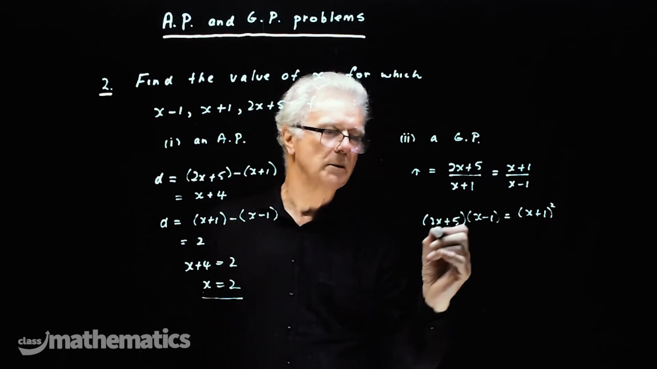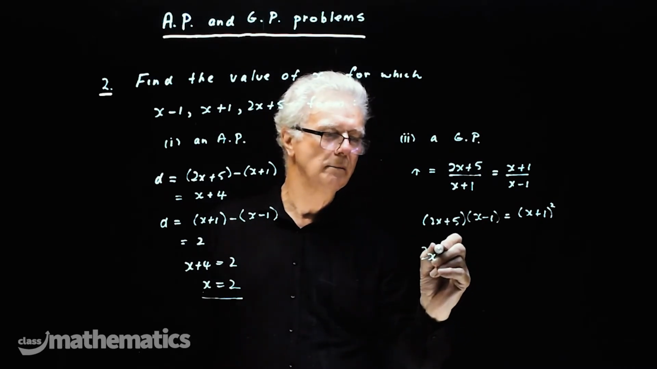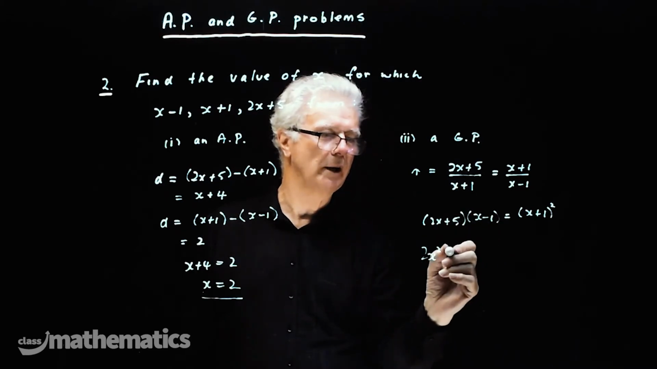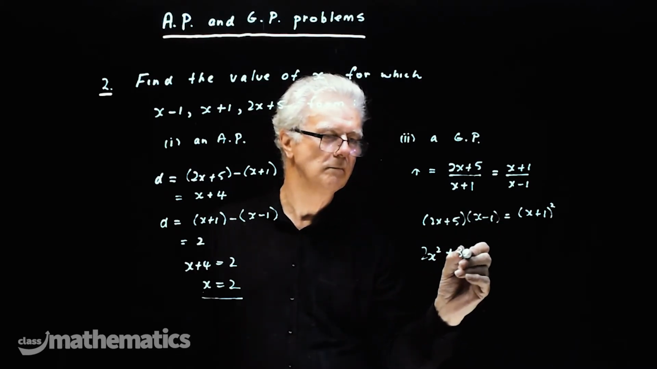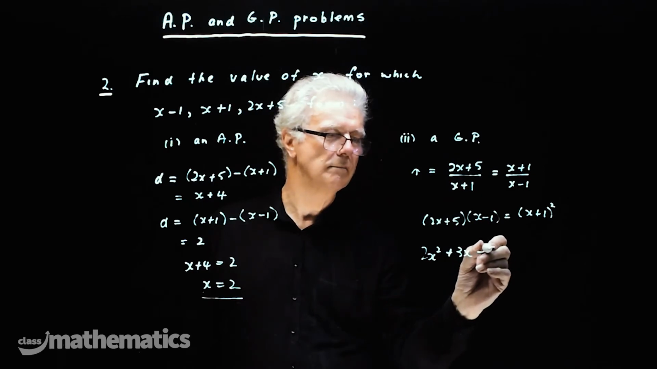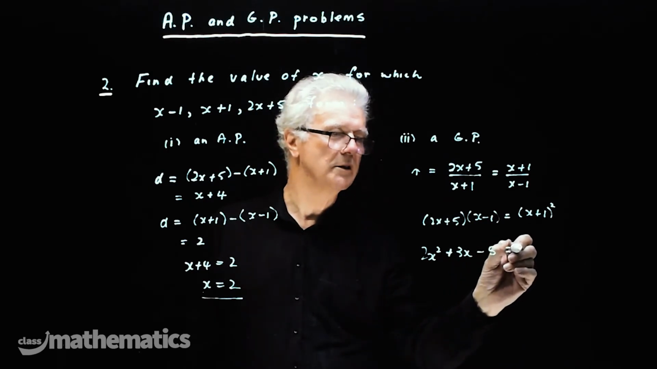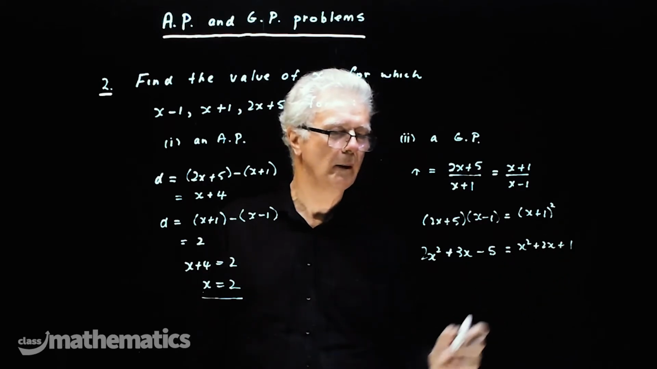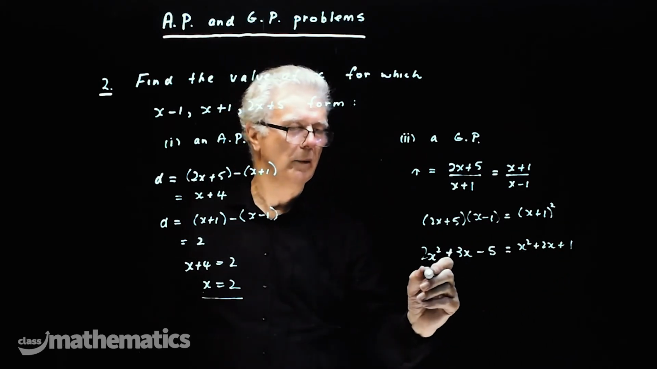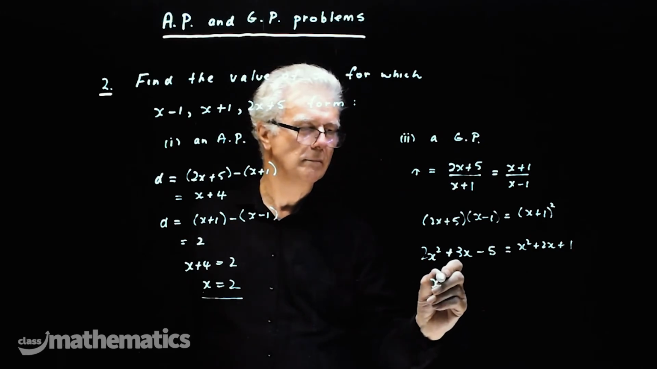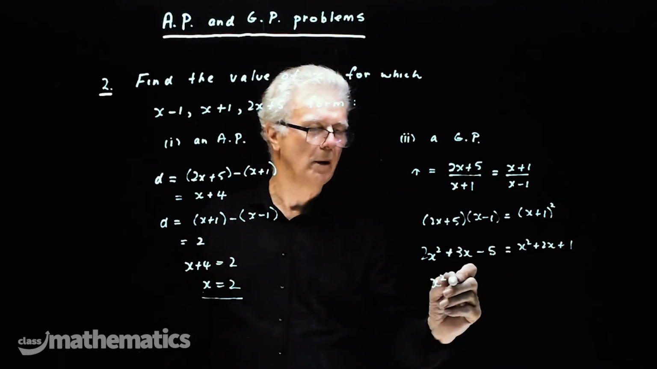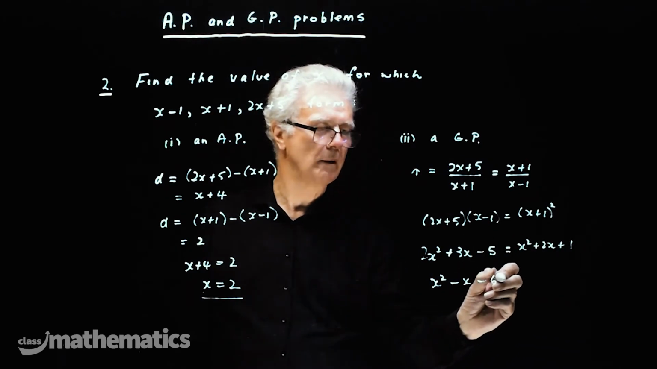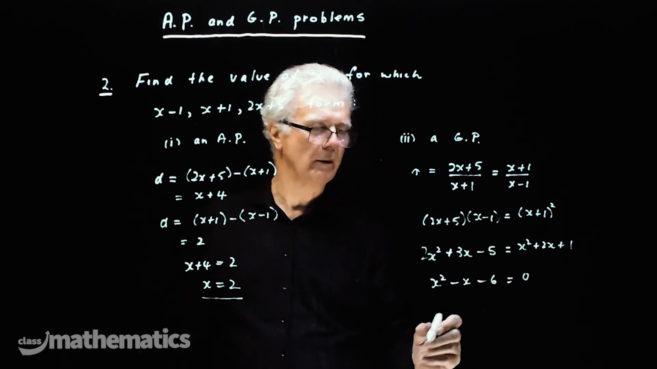Now removing these brackets, we'll get 2x squared. That's 5x minus 2x is 3x, minus 5, is equal to x squared plus 2x plus 1. These will go out and we'll get x squared. Now take this across, we'll get minus x. Take this across, we get minus 6. And that gives equals 0.